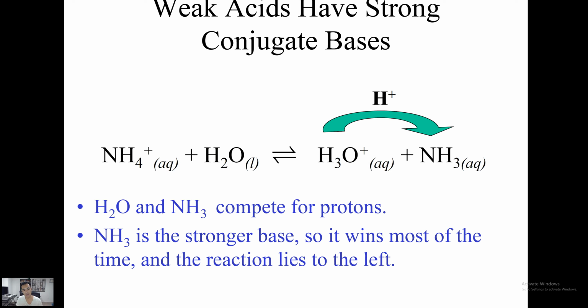So remember that in this solution, you have competition for the H plus ions. Now, a weak acid is going to have a strong conjugate. So for example, H2O and NH3, they both compete for protons. So water is going to want to pick up that proton, and then NH3, on this side, is also going to want it. But because NH3 is a stronger base, it's going to win most of the time, and the reaction is going to go to the left. In other words, you're going to get more of your reactants. And so in that case, you can kind of predict what it's going to look like if you're talking about competition between these ions.